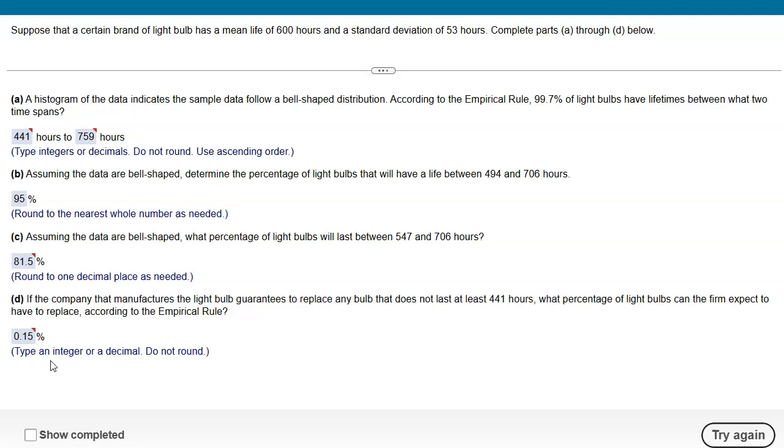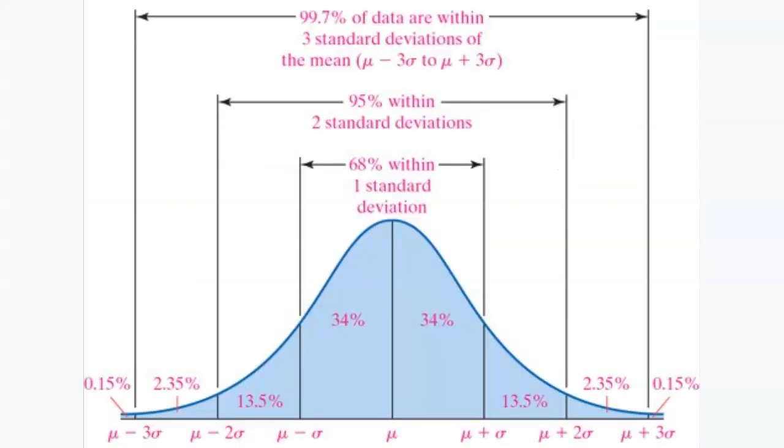So again, some ways that we can use the tool of just sketching a normal curve, filling in those values for mean and using the standard deviation to fill in the rest, as well as our normal curve and this empirical rule.